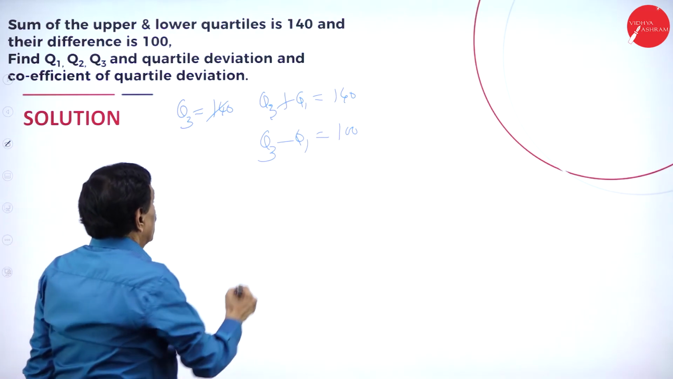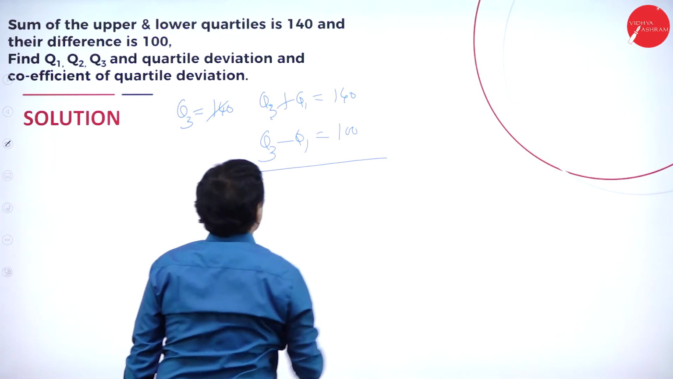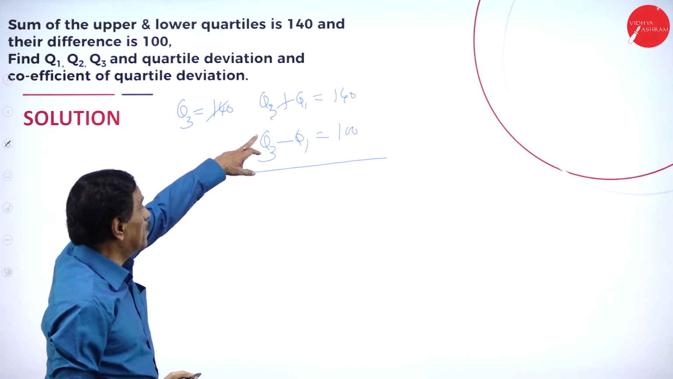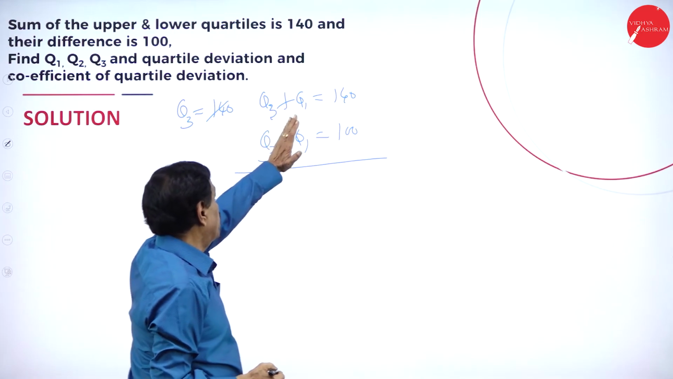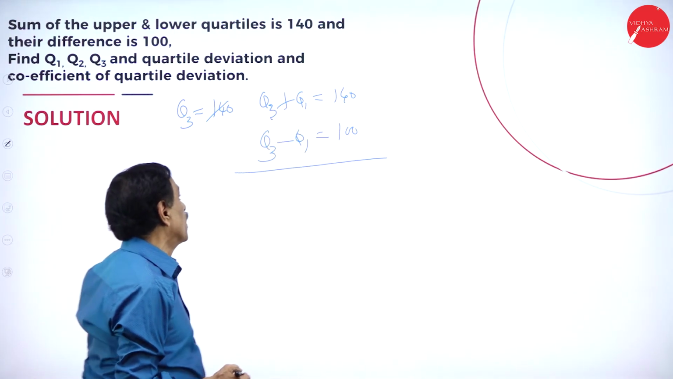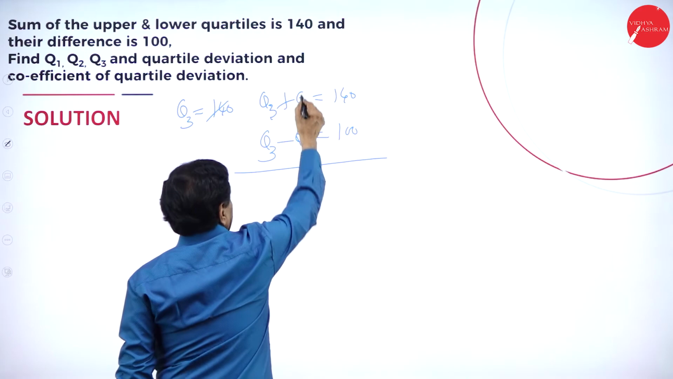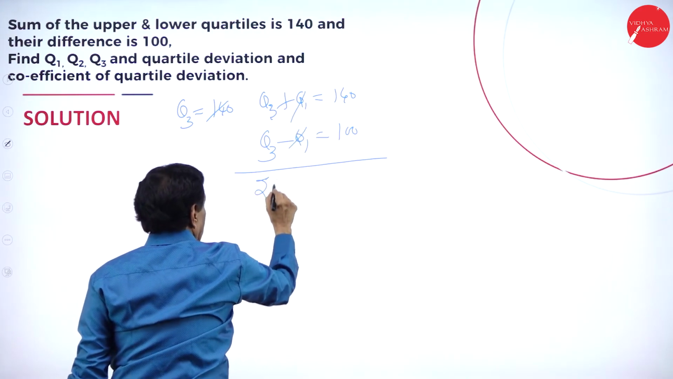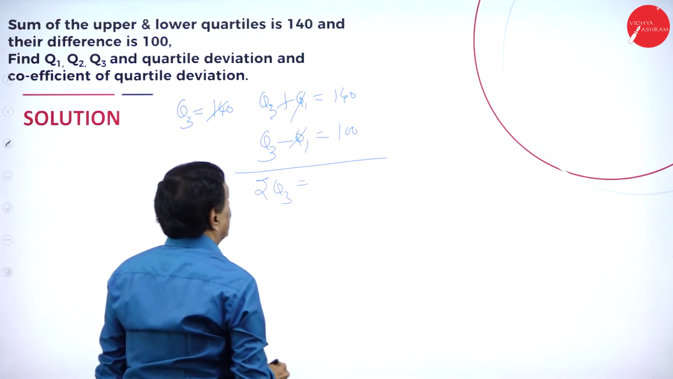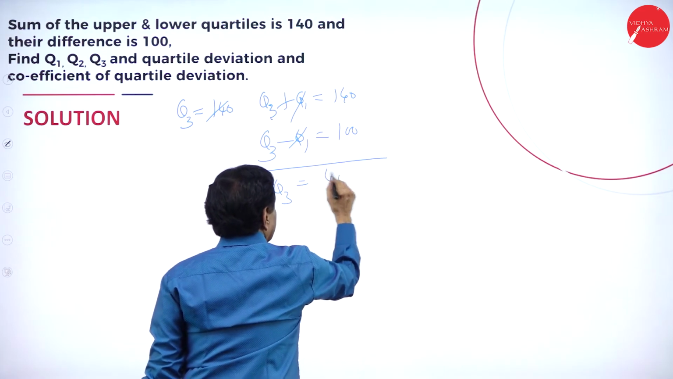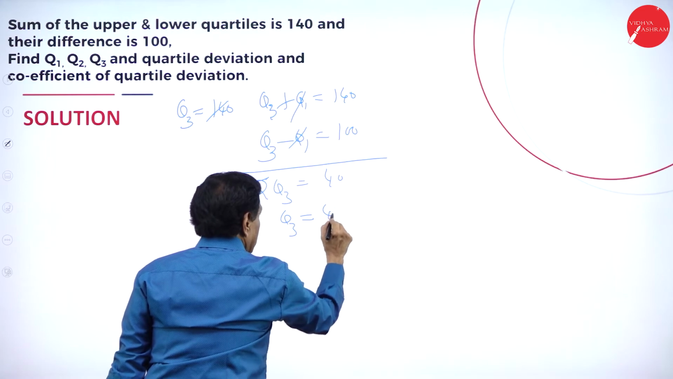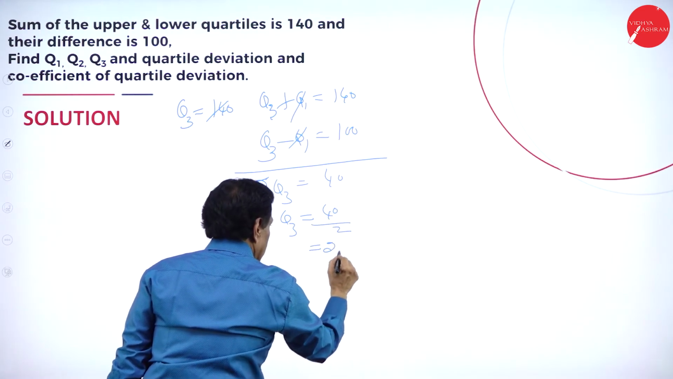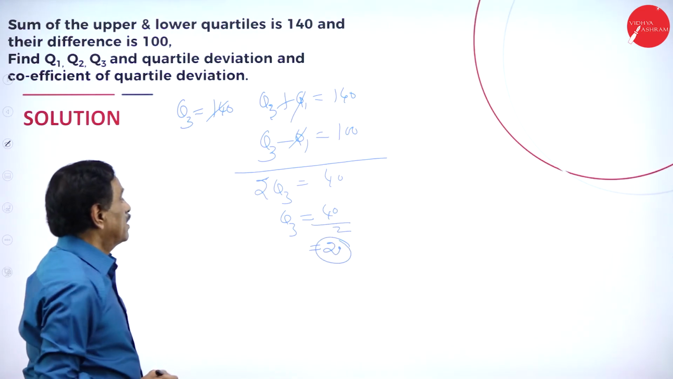Here now, we go with this one. So summation is equal to this one. Then difference, upper quartile, lower quartile, this is there. Then here, minus figure there now. 2Q3 is equal to 40. Q3 is equal to 40 divided by 2. That is equal to 20. What is 20? Third quartile.